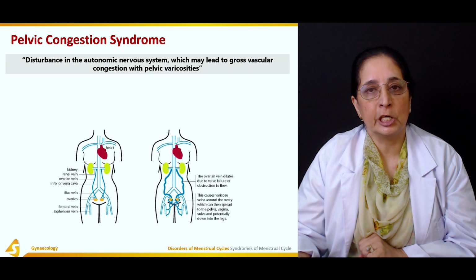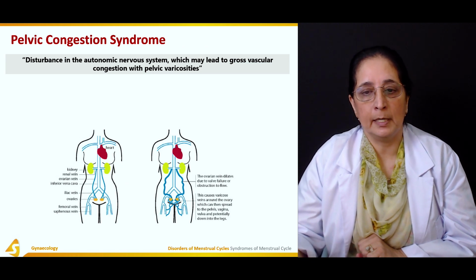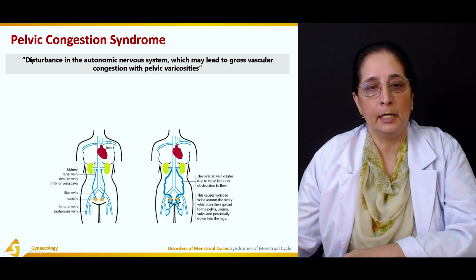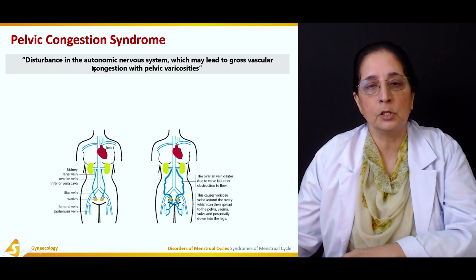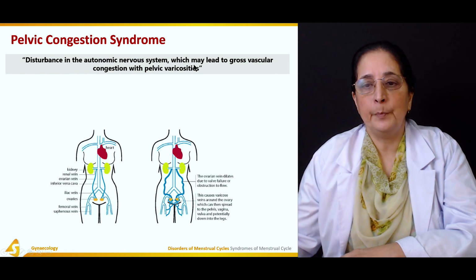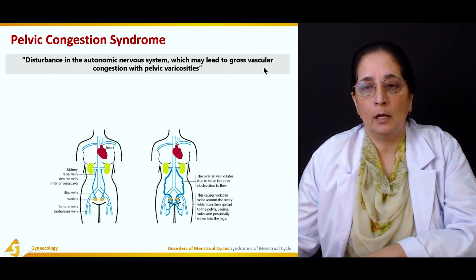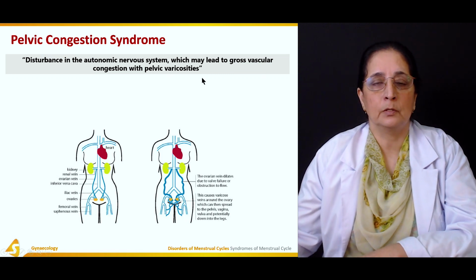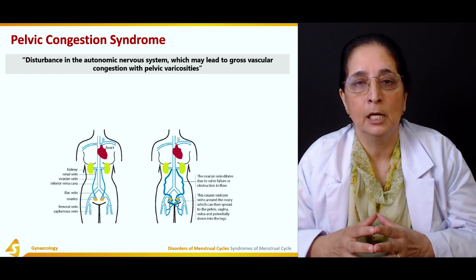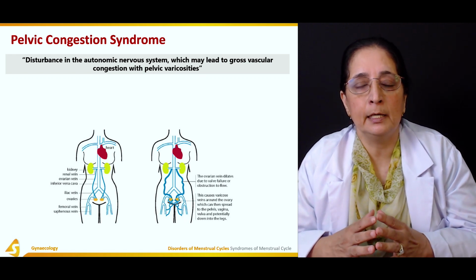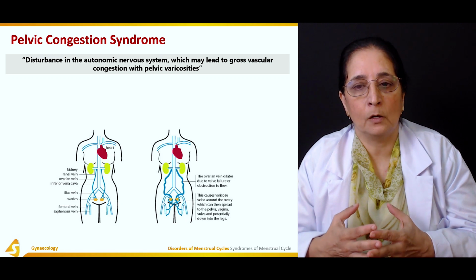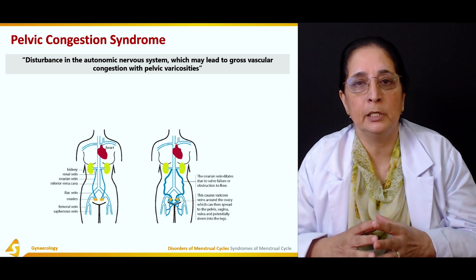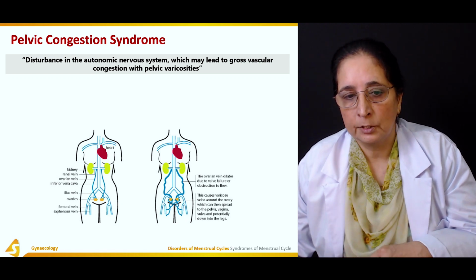Next, pelvic congestion syndrome. The other syndrome is pelvic congestion syndrome, and this is due to disturbance in the autonomic nervous system, which may lead to gross vascular congestion with pelvic varicosities. So increased vascularity or increased congestion in the vessels causes an increase in the size of the pelvic veins, leading to varicosities.